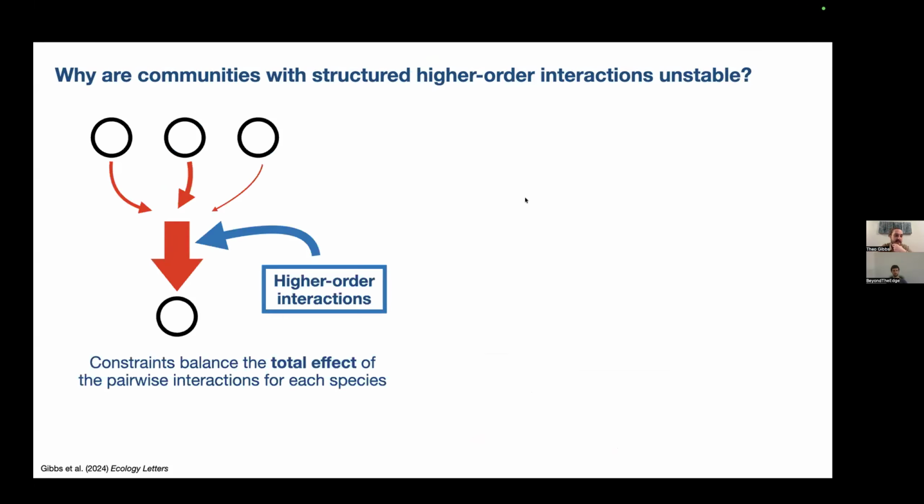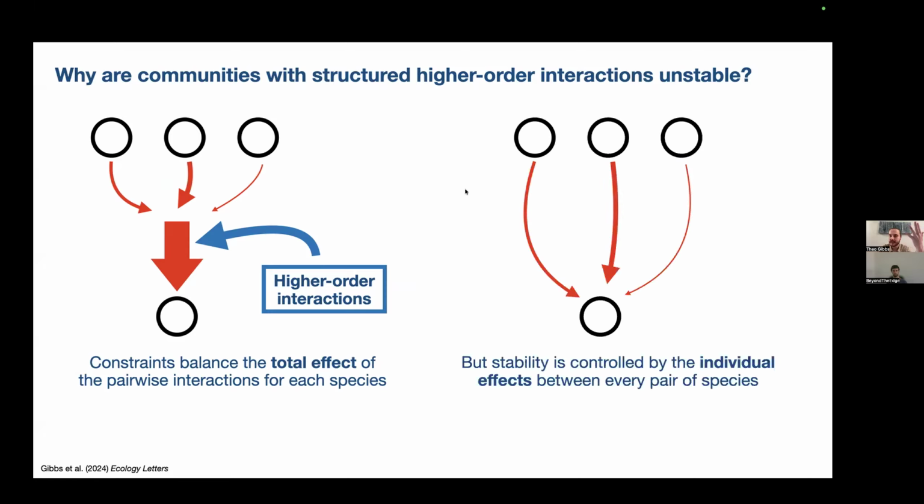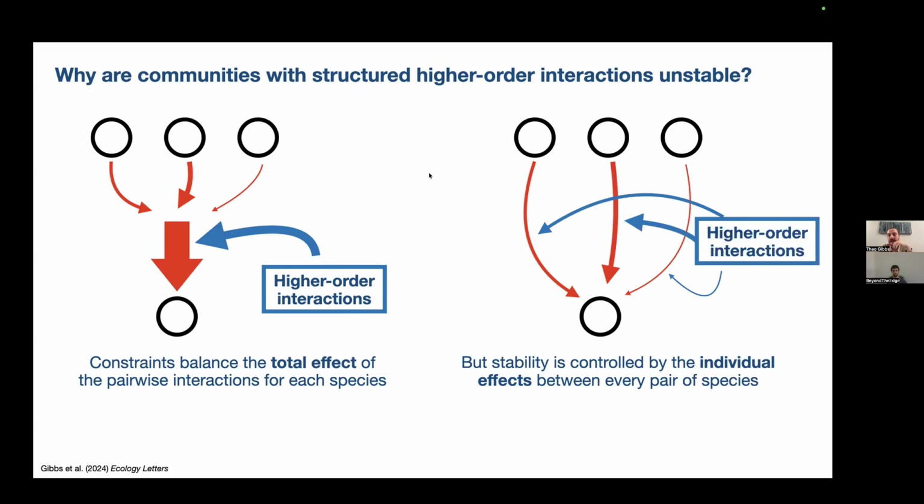And so why is this? I think it's a fairly intuitive reason. These constraints really balance the total effect of all the pairwise interactions for each species using these higher order interactions. But of course, stability is really controlled by the pairwise net effects through the Jacobian. And so if we instead chose the higher order interactions to balance these Jacobian, or these pairwise level effects, we might see stability.